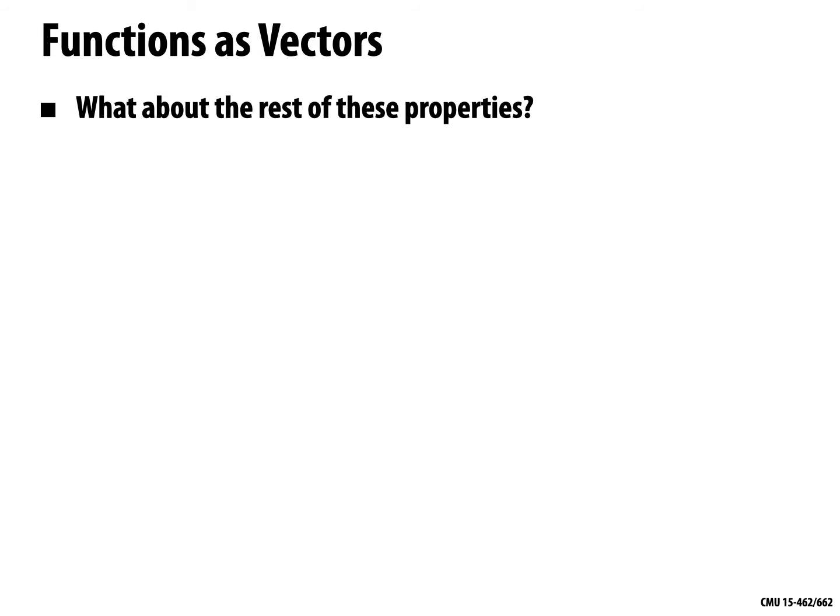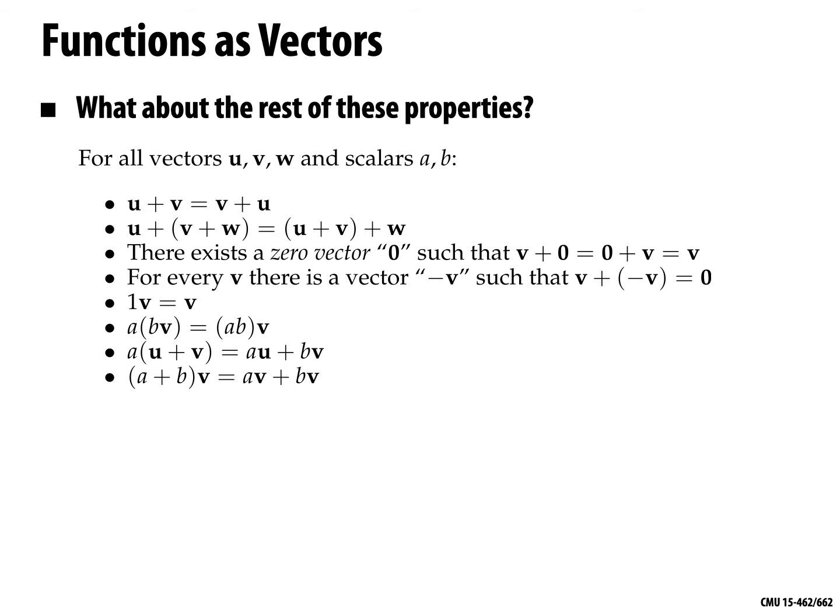Okay? What about all the rest of these properties? We said in order for something to be a vector space, it has to satisfy this long list of properties. Do you believe that these properties all hold for functions on the real line? For instance, is there a vector or a function, the zero function, such that adding that function to any other function doesn't change it? Well, sure, I just take the function that's equal to 0 everywhere.